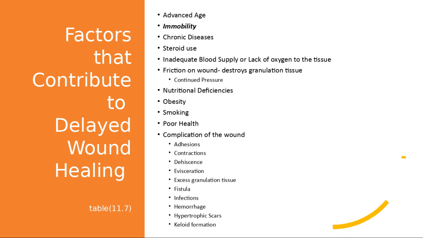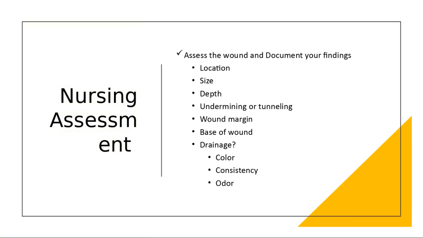And then we talk about complications of the wound. So in your book, go ahead and read through those and just kind of know what those look like and what you're going to do. There's a table on page 163, table 11.7, that goes into very good detail about what that looks like, okay?